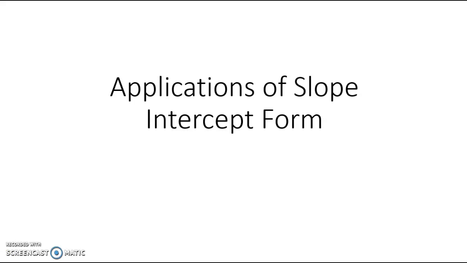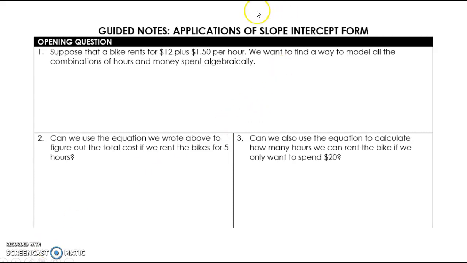Today we're talking about applications of slope-intercept form. So we're going to talk about some real-world situations of where we would use slope-intercept form. So remember that slope-intercept form is y equals mx plus b. So we need two things. We need the slope, which is our m, and we need our y-intercept, which is our b, to be able to write an equation. So our b is going to be like our starting amount.